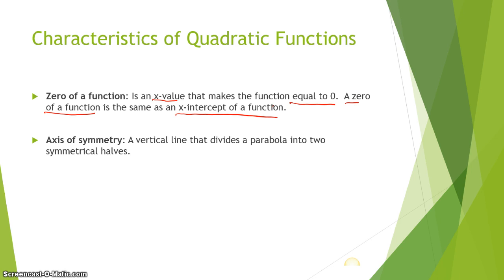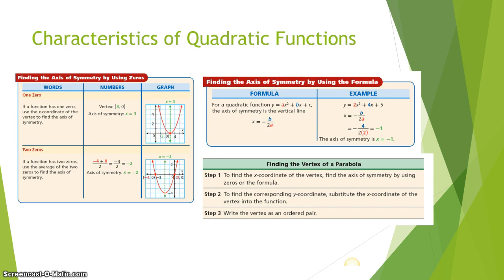You'll also notice axis of symmetry. They'll ask you this, and this is a vertical line that divides a parabola into two symmetrical halves. So here we have three different charts. I want you writing these charts out. I don't want you copying and pasting them. And the first chart here is finding the axis of symmetry by using zeros.